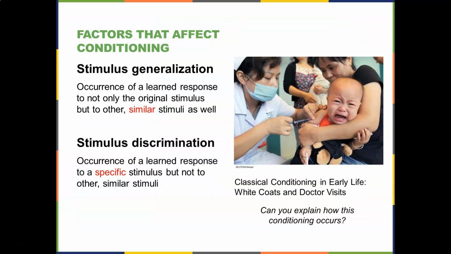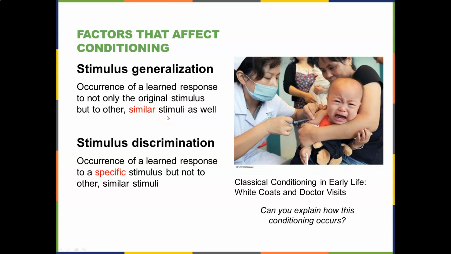Okay, so there's a few different types of factors that can affect conditioning. There's what's known as stimulus generalization. Basically, that is not only responding to the original stimulus with the learned response, but actually learning to respond to similar stimuli as well.